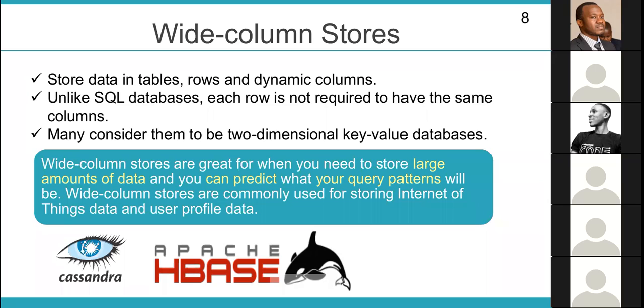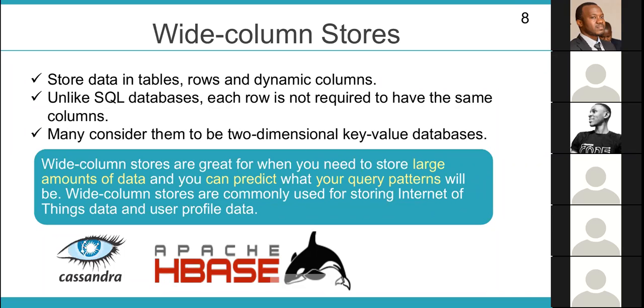Many people in the database world consider these to be two-dimensional key value databases. These databases are great for when you need to store large amounts of data, and you can predict what your query patterns will be. So if you have an application that's going to store a lot of data, and you can predict what your query patterns will be, then this is a very good database to use. They are commonly used for storing Internet of Things data and user profile data.